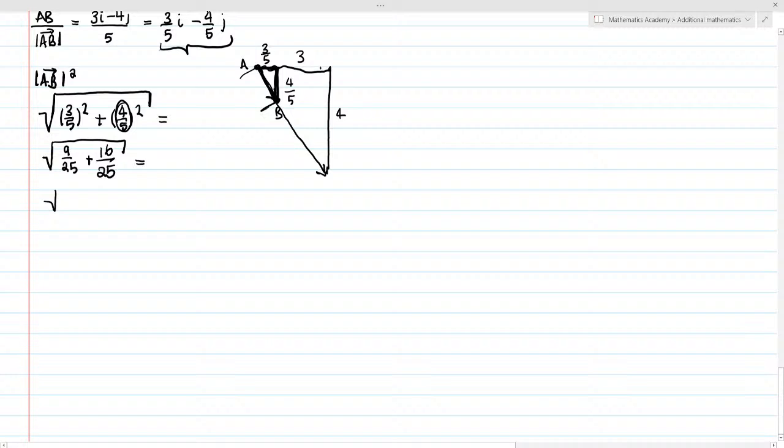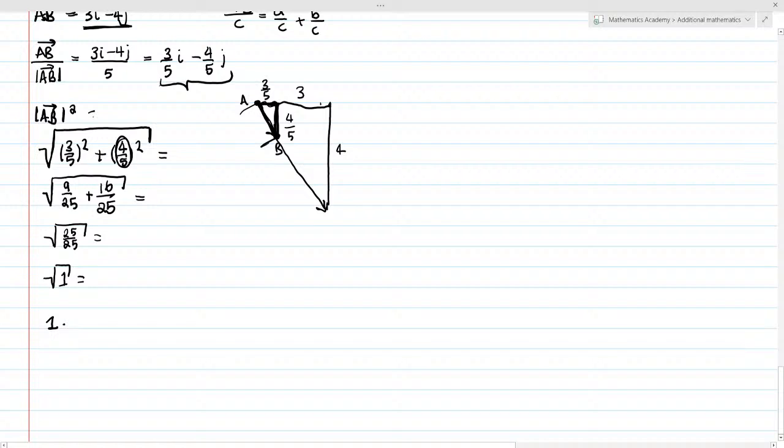Okay, how do we work from here? Well, they have a common denominator, and so we can just add the numerators together. When we add the numerators, 9 plus 16, well, that's 25, which is perfect, because then the part in the middle becomes 25 over 25. That's just 1. And the square root of 1 is, of course, 1. And so we found that the magnitude of AB for the smaller vector is 1.